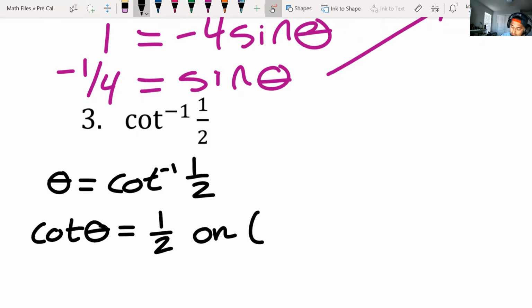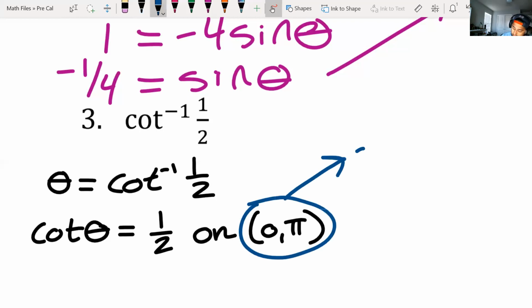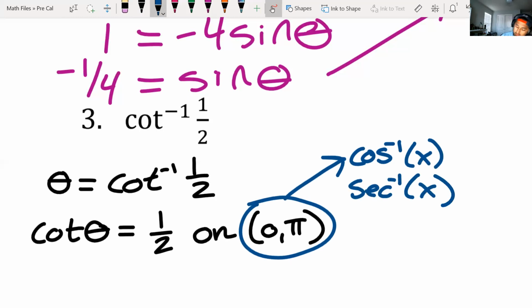That one was negative pi over 2 to pi over 2. For cotangent? No, 0 to pi. That's right. 0 to pi, and it cannot equal 0 or pi, so not included. Who shares these similar restrictions? Cosine and secant. Oh, this one's going to suck.